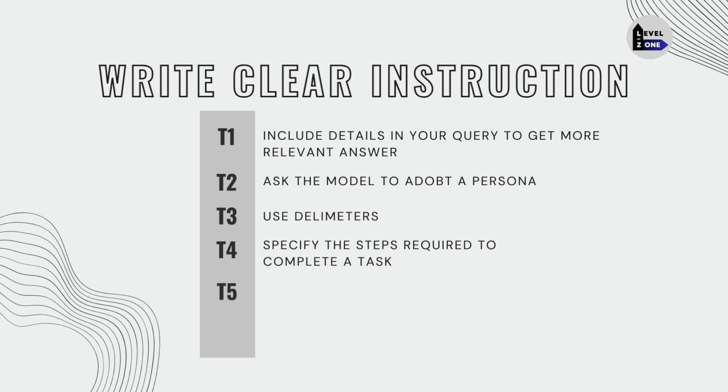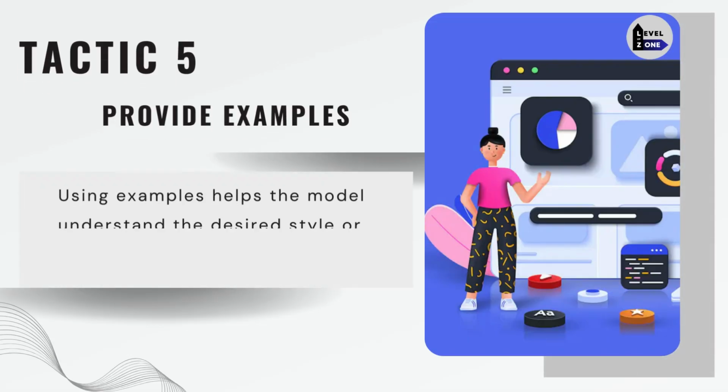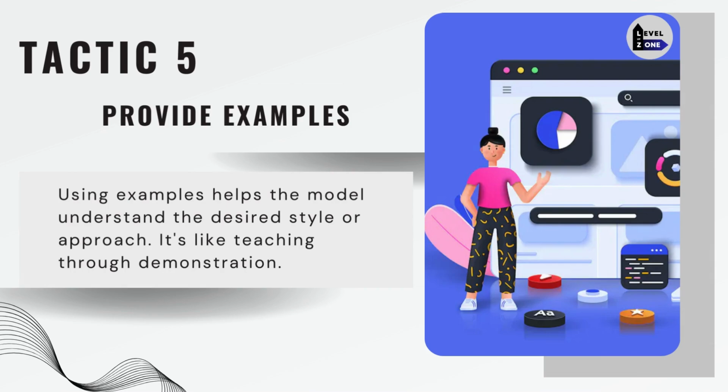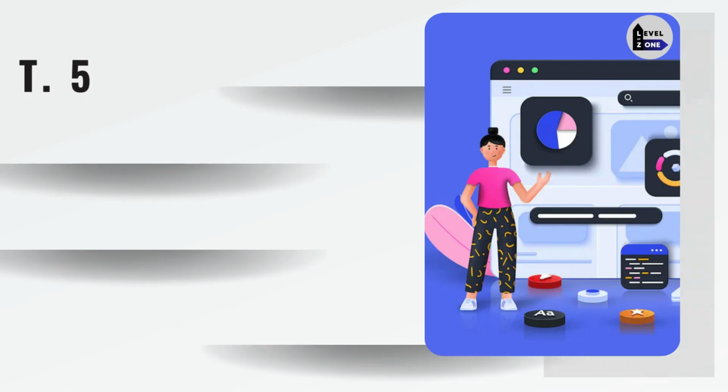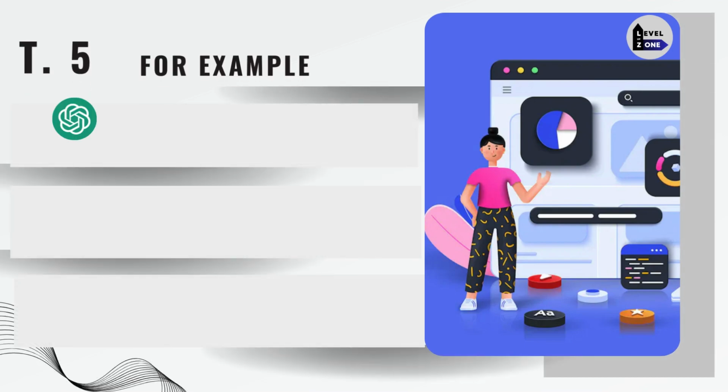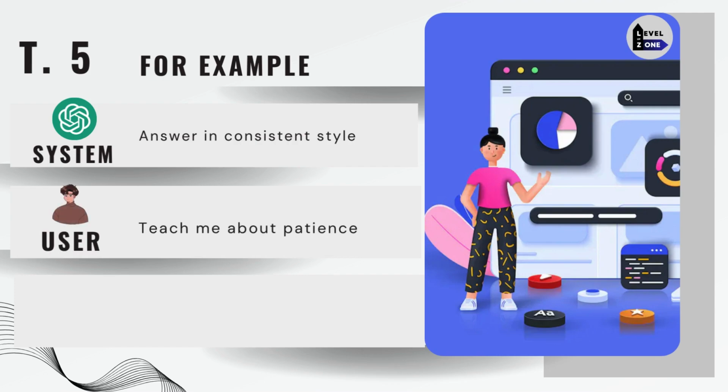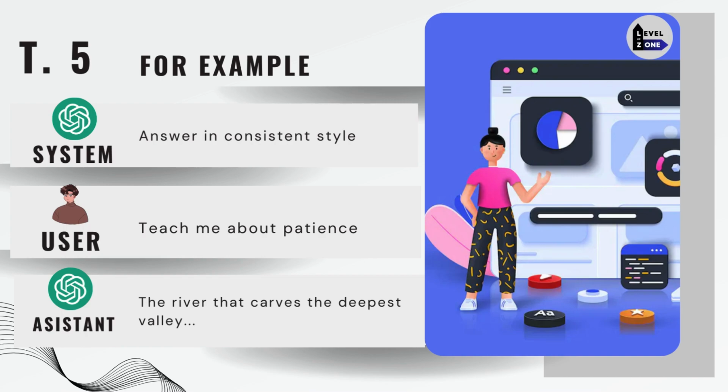Tactic number five. Provide examples. Using examples helps the model understand the desired style or approach, like teaching through demonstration. For example, answer in a consistent style. User: teach me about patience. Your assistant says, the river that carves the deepest valley, and so on.